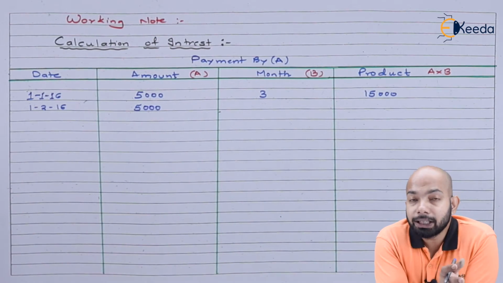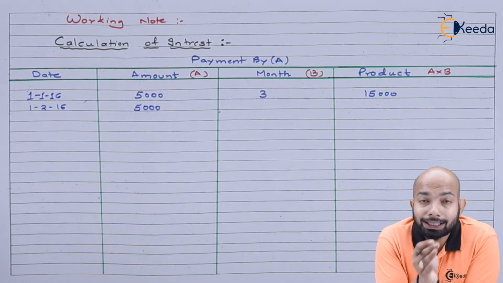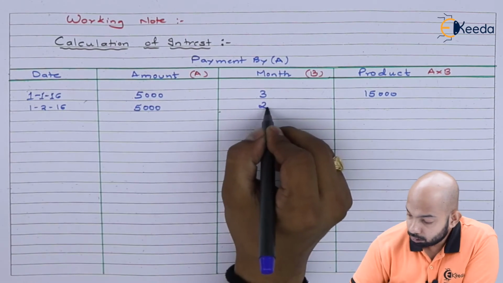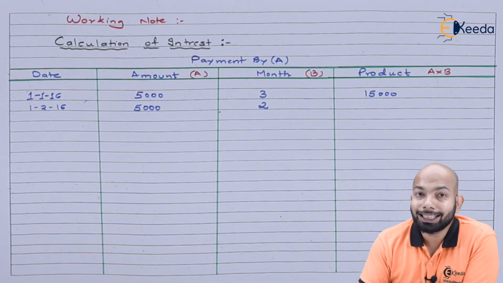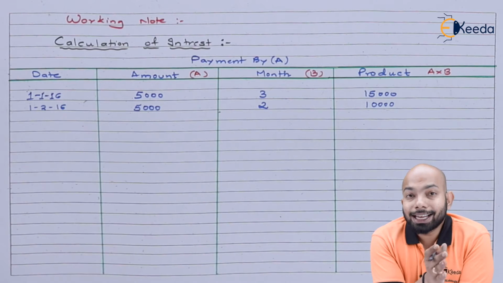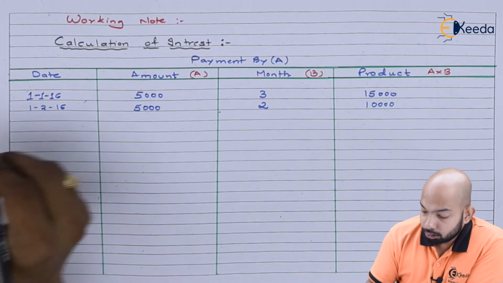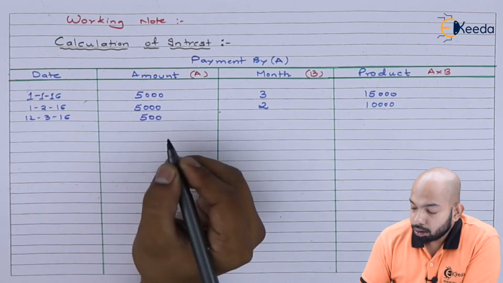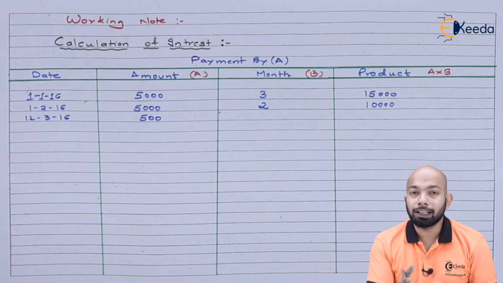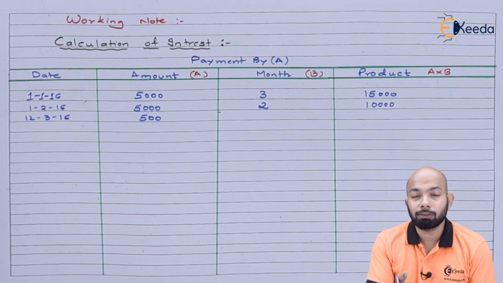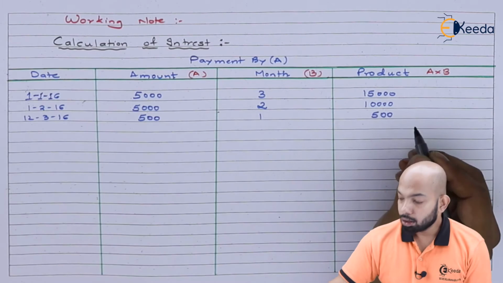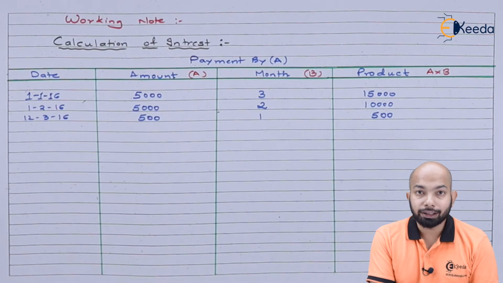Again, that payment has been for 5,000, but it has been done in the month of Feb. That means Feb and March, 2 months is something that he has to calculate for months. So the product here will be 10,000. Now the next transaction that was done on 12th of March, it was for 500. That means in the month of March, that is only 1 month transaction that we'll be considering here. So the product here comes as 500 itself.